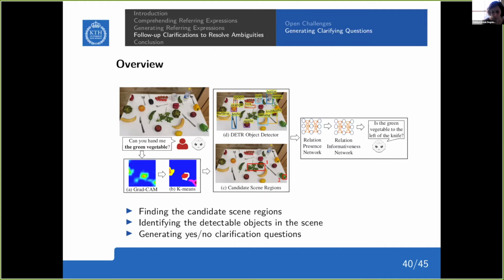Using these detectable objects and the candidates, we generated a referring expression as before, firstly finding the relations between objects and the most informative relation, and then we generate a yes-no question like this one. Is the green vegetable to the left of the knife? Now it's trying to ask whether it's this region. If the user says yes, then the robot will focus on this part. If the user says no, it will continue with the second candidate.